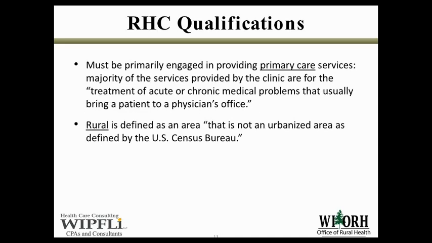The first requirement on slide 11 has to do with the types of services that are provided within the context of the rural health clinic. And we commonly state that those services need to be primarily primary care service, meaning a majority of the services provided by the clinic are for the treatment of acute or chronic medical problems that usually bring a patient to a physician's office. Now, when we say the majority, the requirements have held that basically over 50% of the services need to be considered these types of services, the primary care type definition of services that would bring a patient to a physician office.